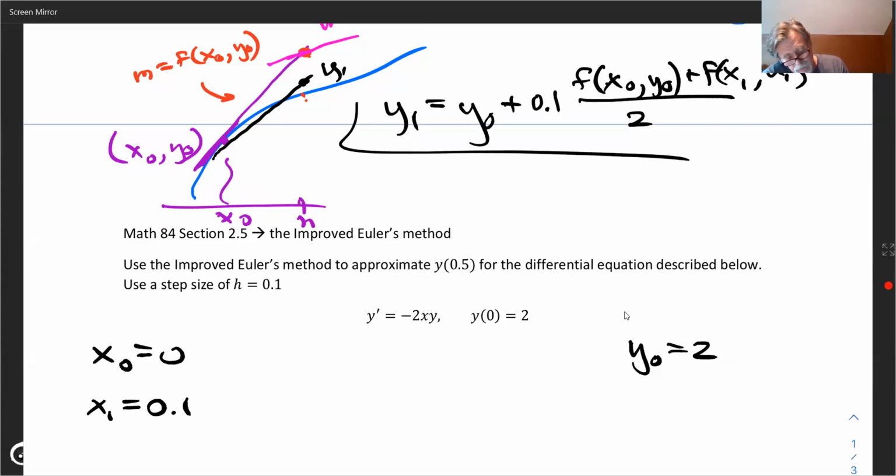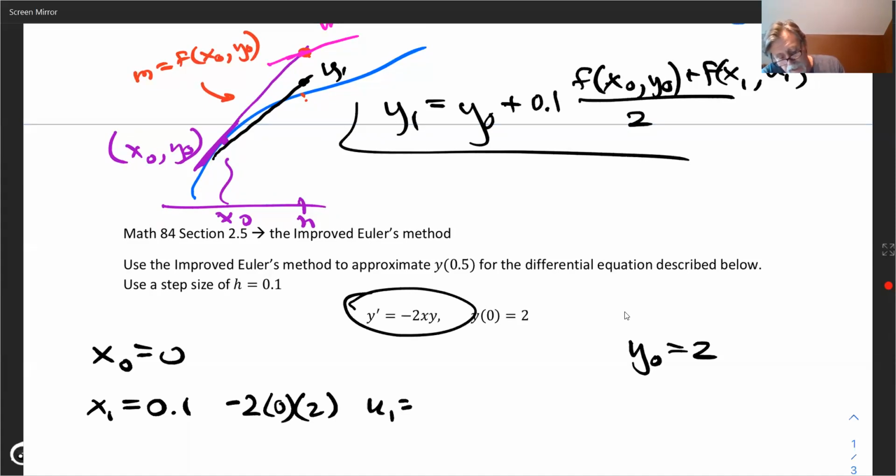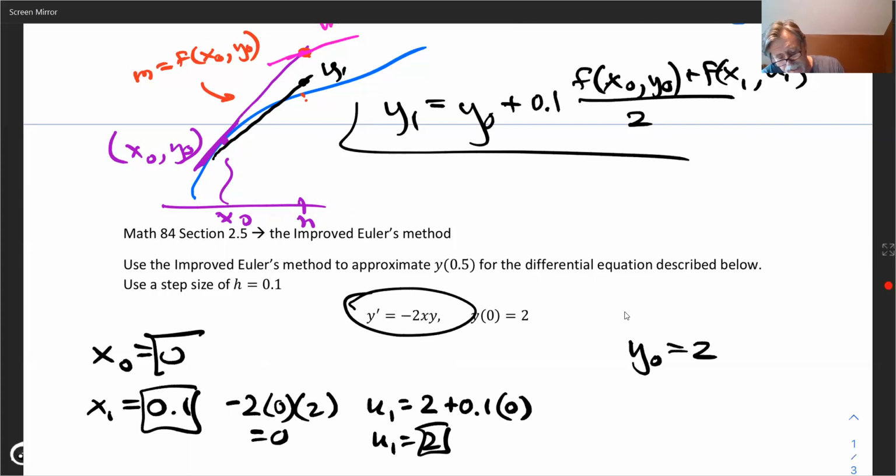But the next step here would be, I'm going to compute the derivative. Okay, so I'm going to use this actually. I'm going to say the derivative, I don't have a name for it, but I'm just simply going to go minus 2 times 0 times 2. And then I'm going to go, and therefore u1 is equal to y0, which is 2, plus the step size 0.1, and then this guy turned out to be 0, and then times 0, and so u1 is still equal to 2. Remember that happened before? Okay, that's a 2, and this guy's here, and this point goes with that.